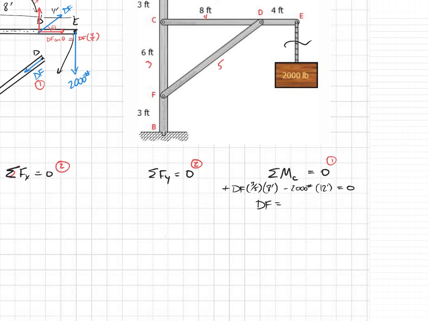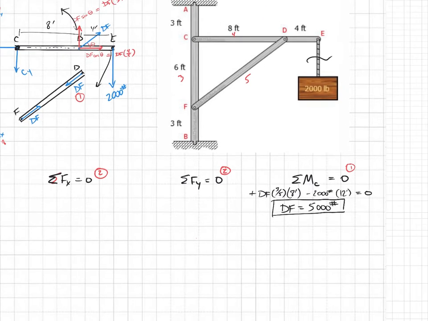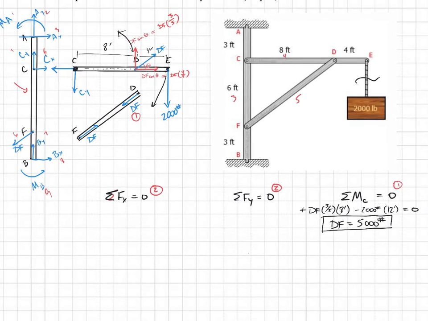Okay, and I think DF is something nice and pretty. Oh yeah, 5,000 pounds. Or 5 kips if you prefer. Okay, so there you go. Sweet. Now we're going to go back over here. We can do, in the x direction, we had 2 unknowns, but we now only have 1 unknown, right?